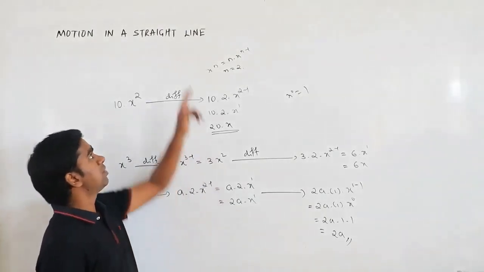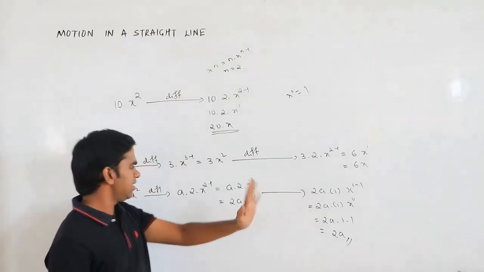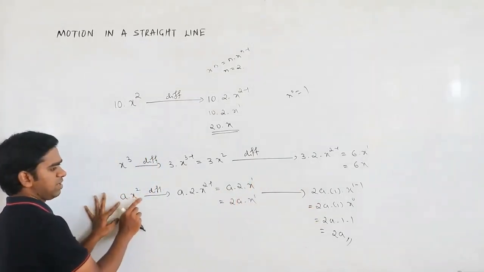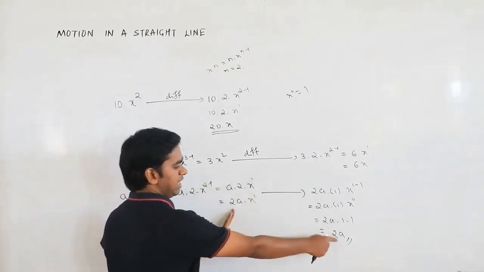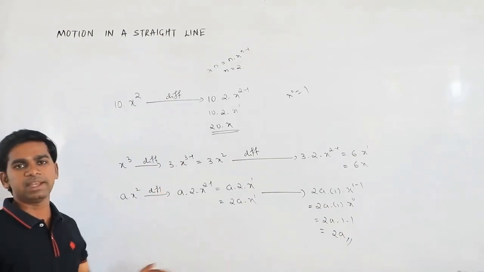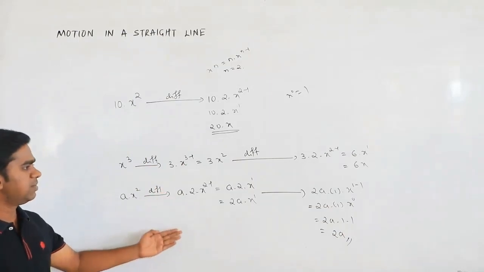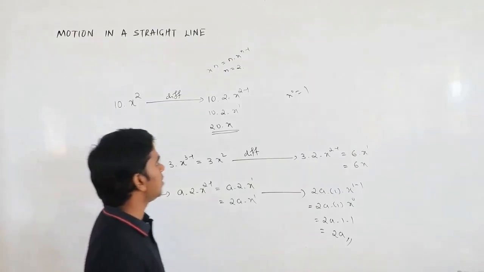In solving the problems of straight line motion, I am not going through all these things. Directly I will write differentiation of x square, I will write 2a into x. Differentiation of 2a into x, I will directly write 2a. You should be able to understand. So that is why practice it. Practice it properly, so you will get it. It is not that much difficult. There is no rocket science in this one.